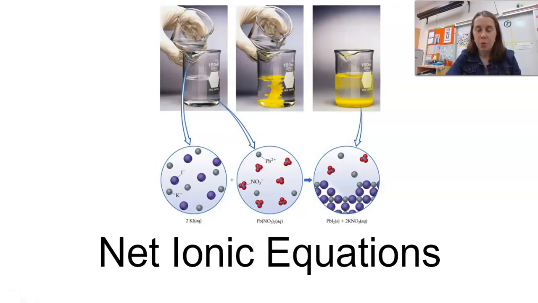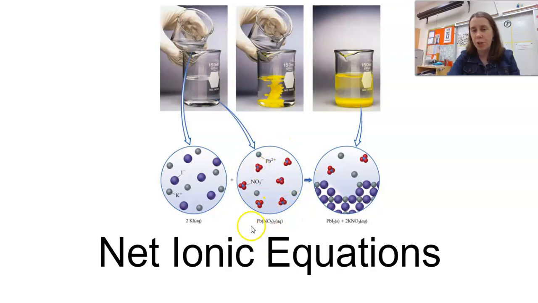Hello, today I'm going to talk to you about net ionic equations. We've now just learned that when you put an ionic solid into water and it dissolves, it also dissociates. So if we were to put KI in solution, we'd get K+ ions floating around and iodide ions floating around, and they would be separate from each other.